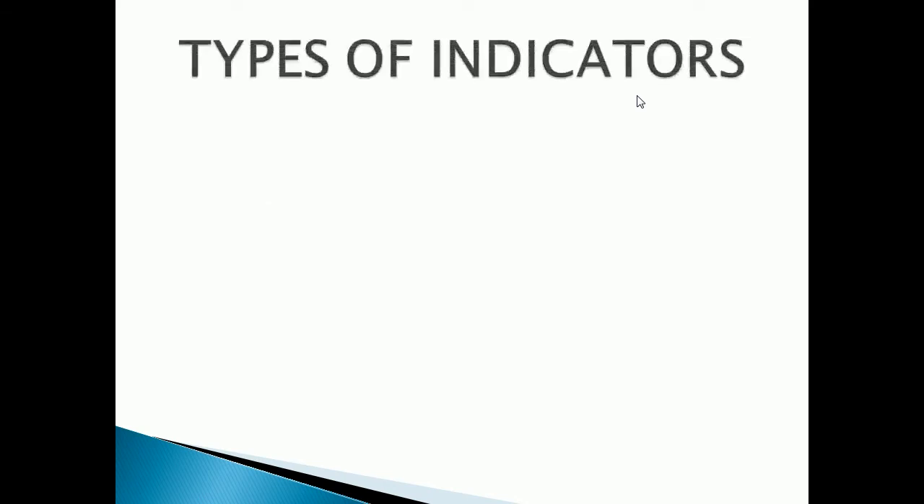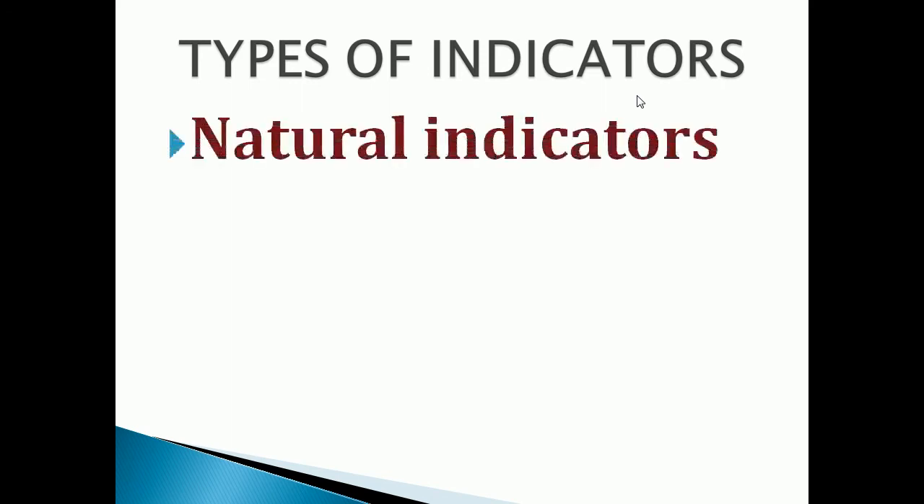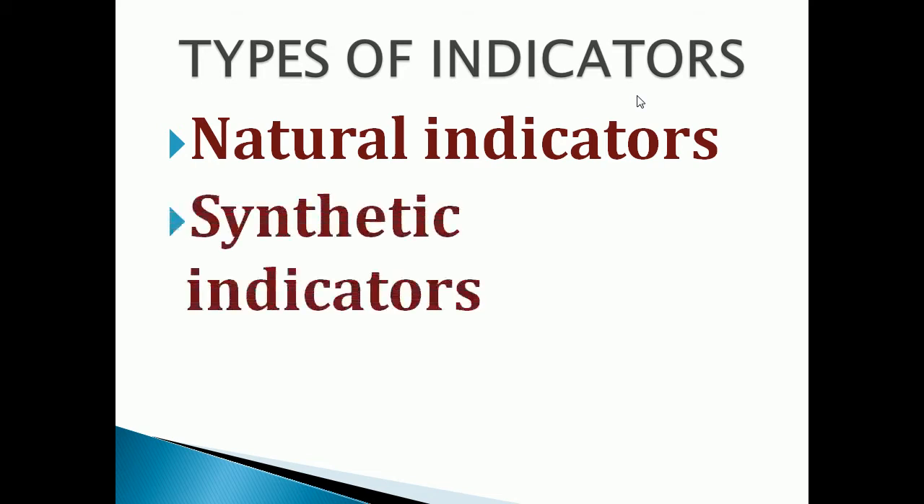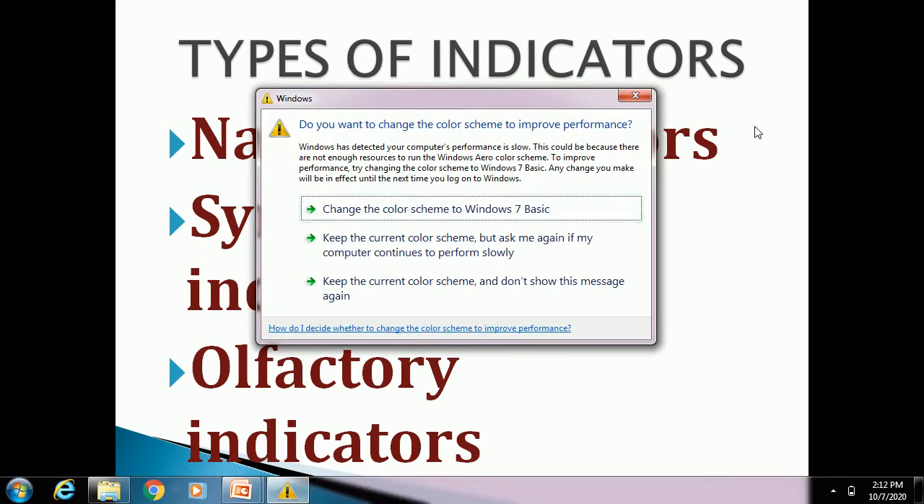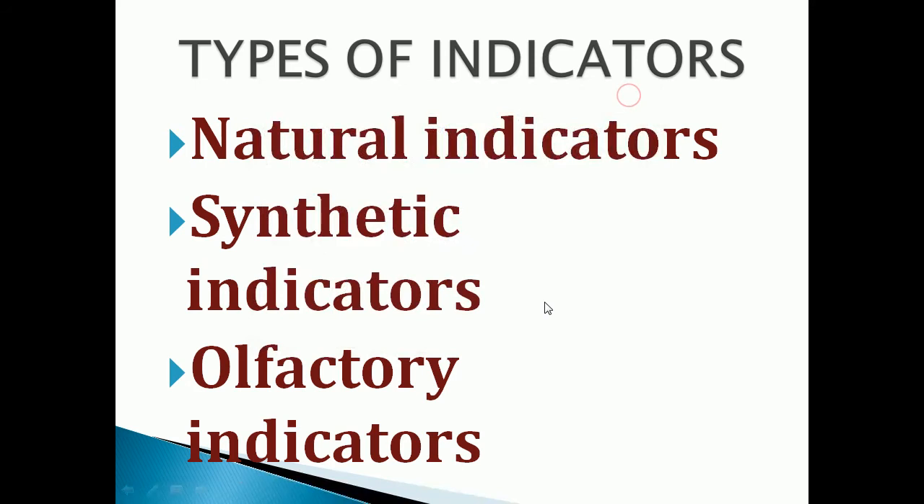Now we are going to see the types of indicators. There are three types of indicators: natural indicators, synthetic indicators, and olfactory indicators. What are they? Natural indicators, synthetic indicators, olfactory indicators. Let us see briefly about all these indicators.